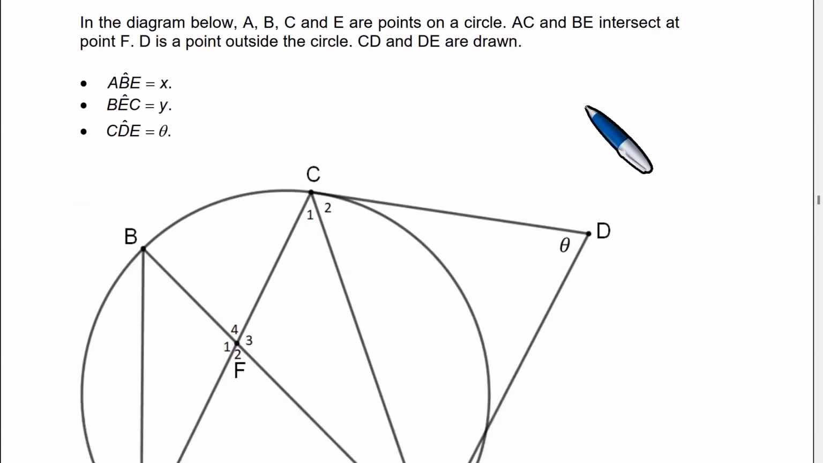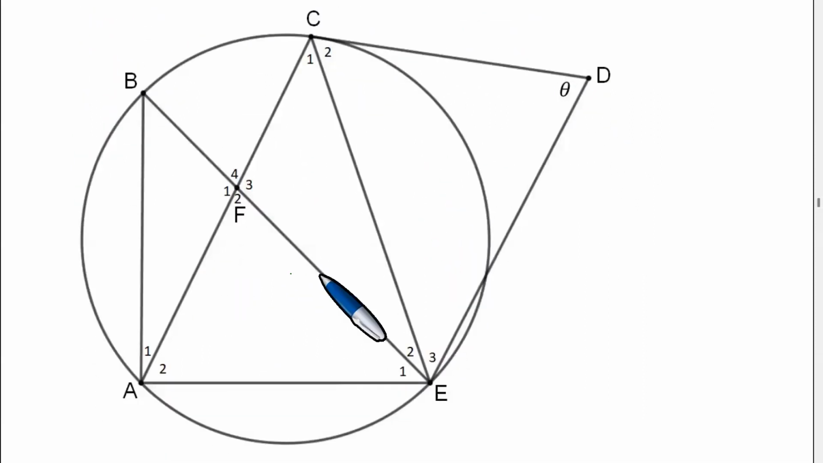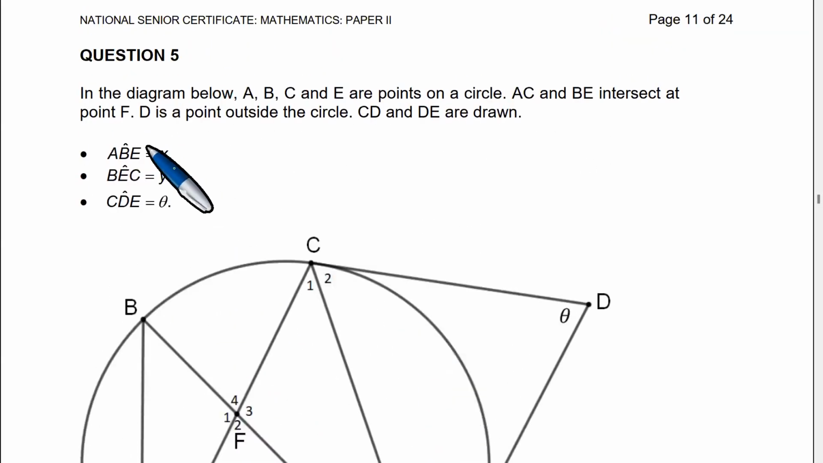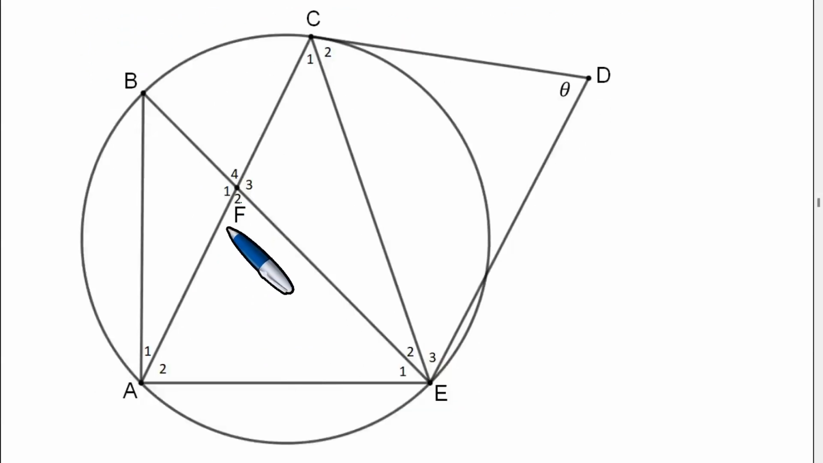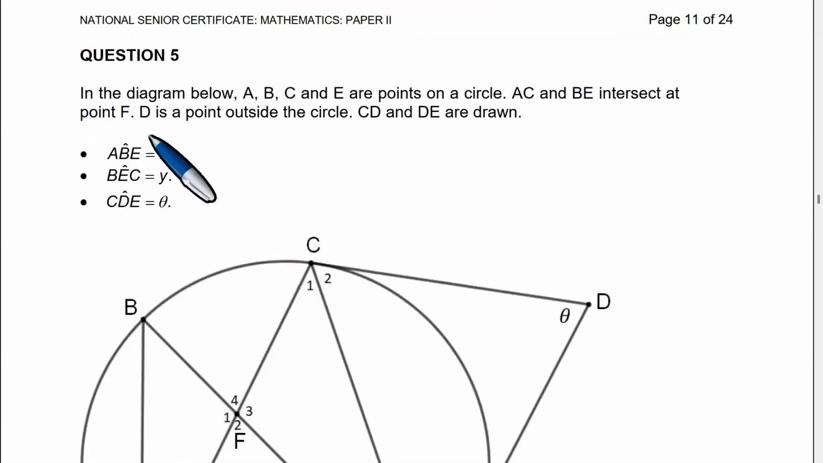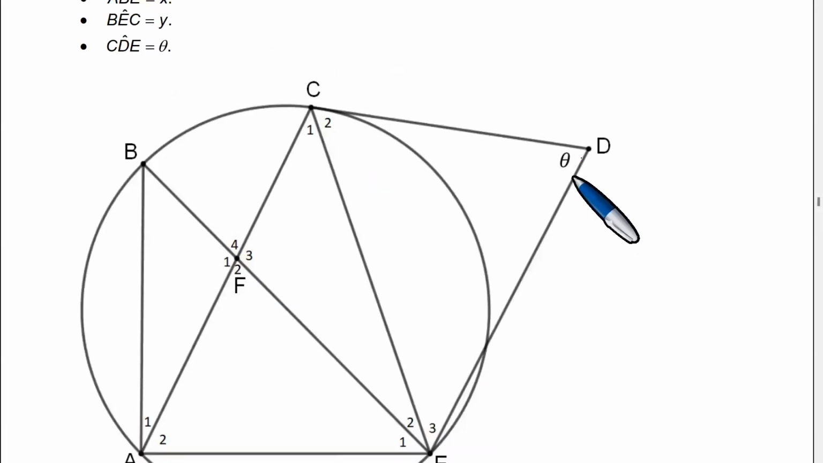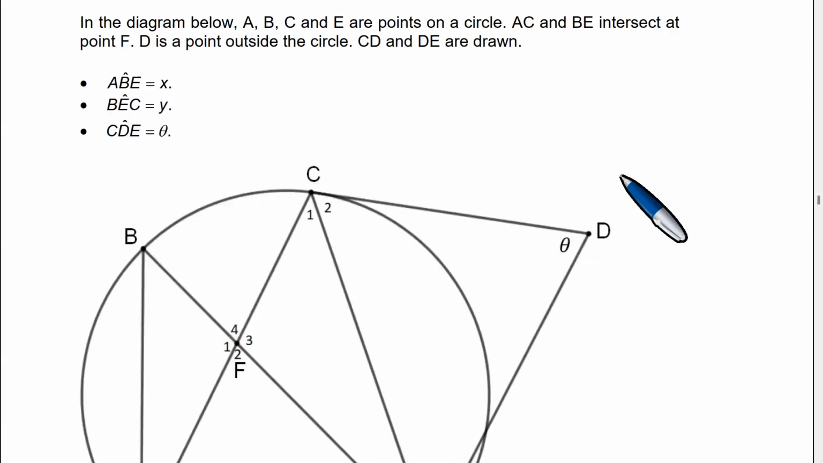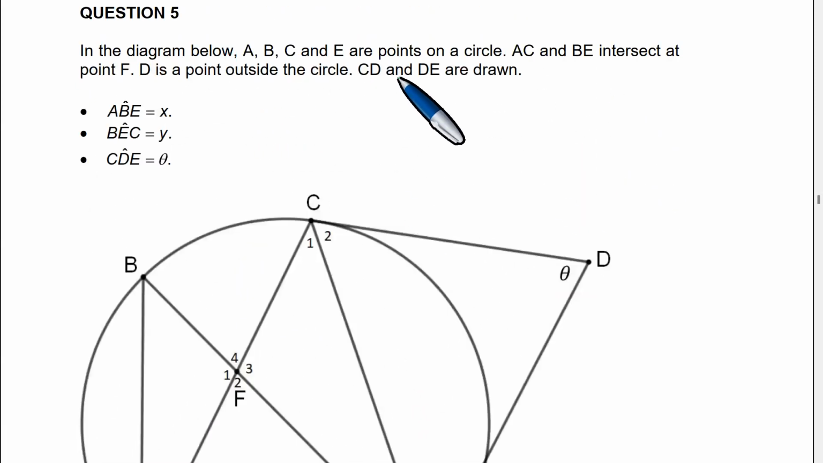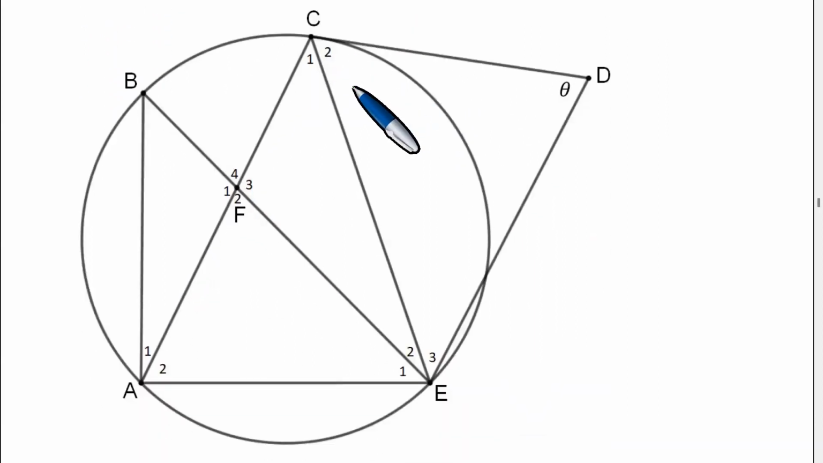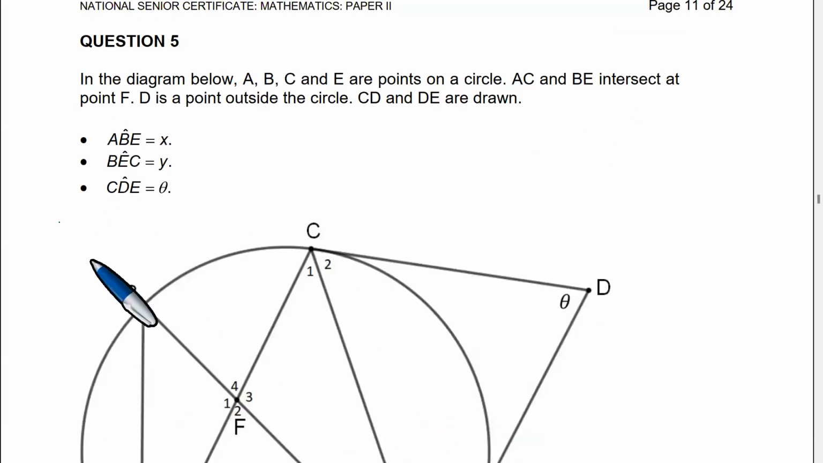AE and BE, AC and BE intersect at F, like so. D is a point outside the circle. CD and DE are drawn.